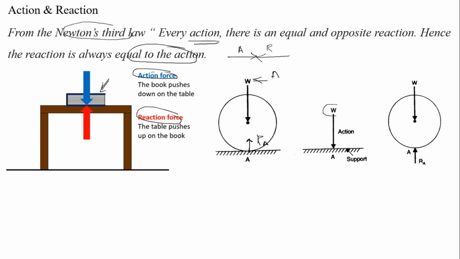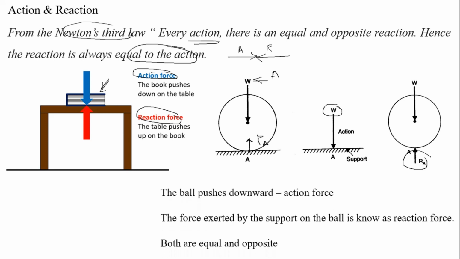So this is the weight, which is the action force, and the reaction force R A from the support. The ball pushes downward, that is the action force, and the force exerted by the support on the ball is called the reaction force. Both are always equal but opposite in direction.